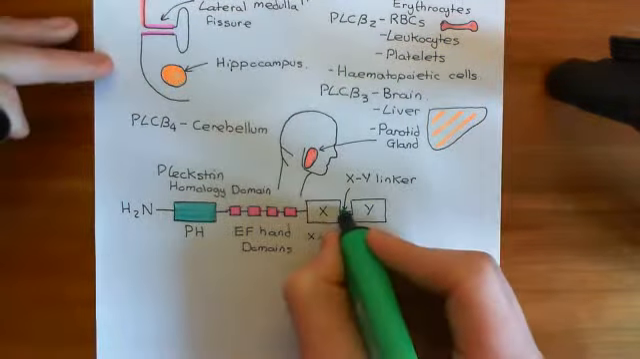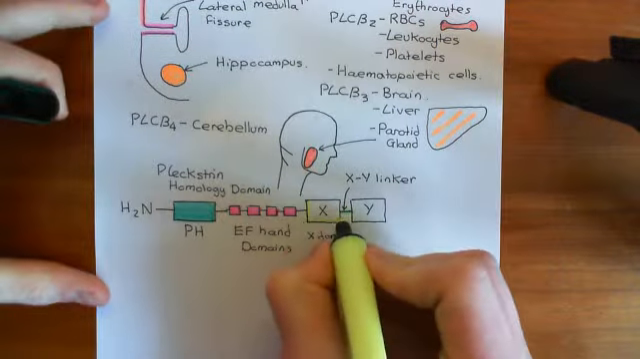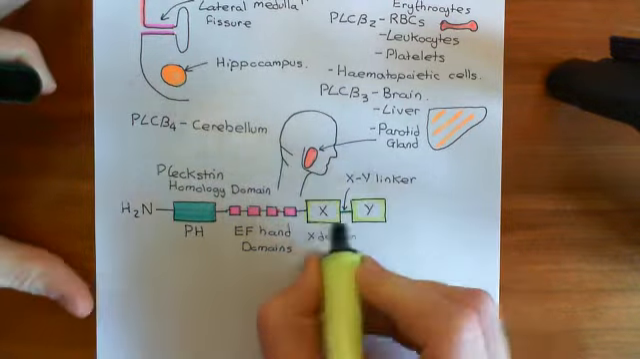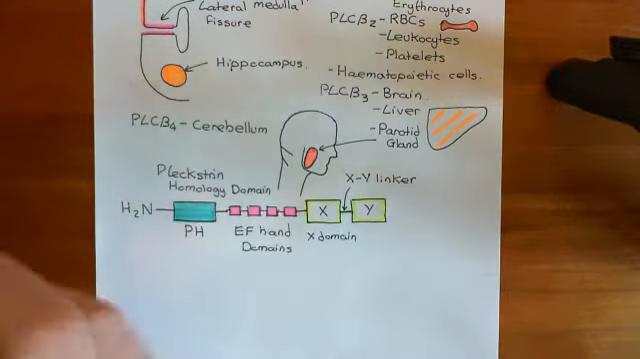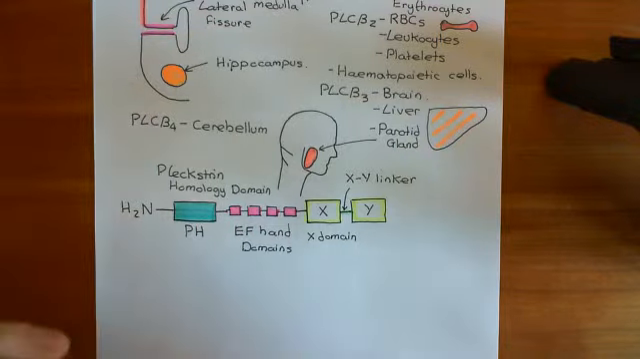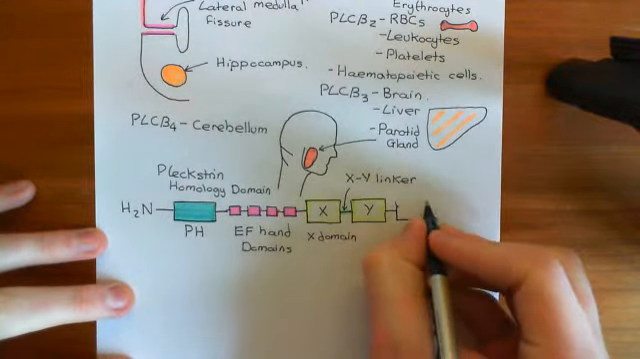So I'll colour in the XY linker in green here, and then we'll colour in the X and the Y domains in yellow. So here's the X domain in yellow, and here's the Y domain in yellow. We're going to study the structure of these in a lot more detail in a moment, but for now just know that together they're going to dimerize together and form the catalytic site, the site that is actually going to be involved in converting phosphatidylinositol 4,5-bisphosphate into diacylglycerol and inositol 1,4,5-trisphosphate. Now, after that, you then have a C2 domain.